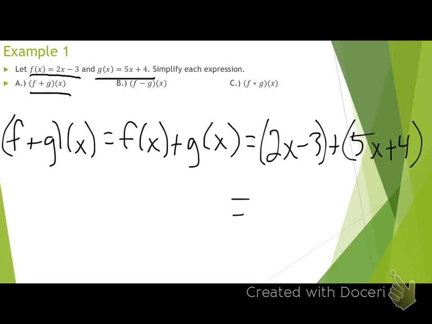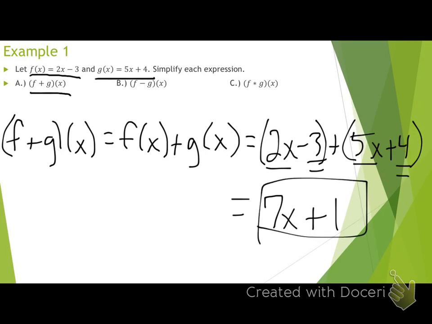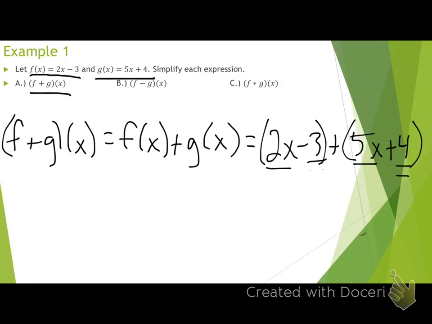Remember, if you're adding polynomials, all you really need to do is just combine your like terms. So I have 2x plus 5x, which would give me 7x. Negative 3 plus 4 would give me positive 1. So f plus g of x equals 7x plus 1. Like I said, we've seen this before already. Let's look at the next one.